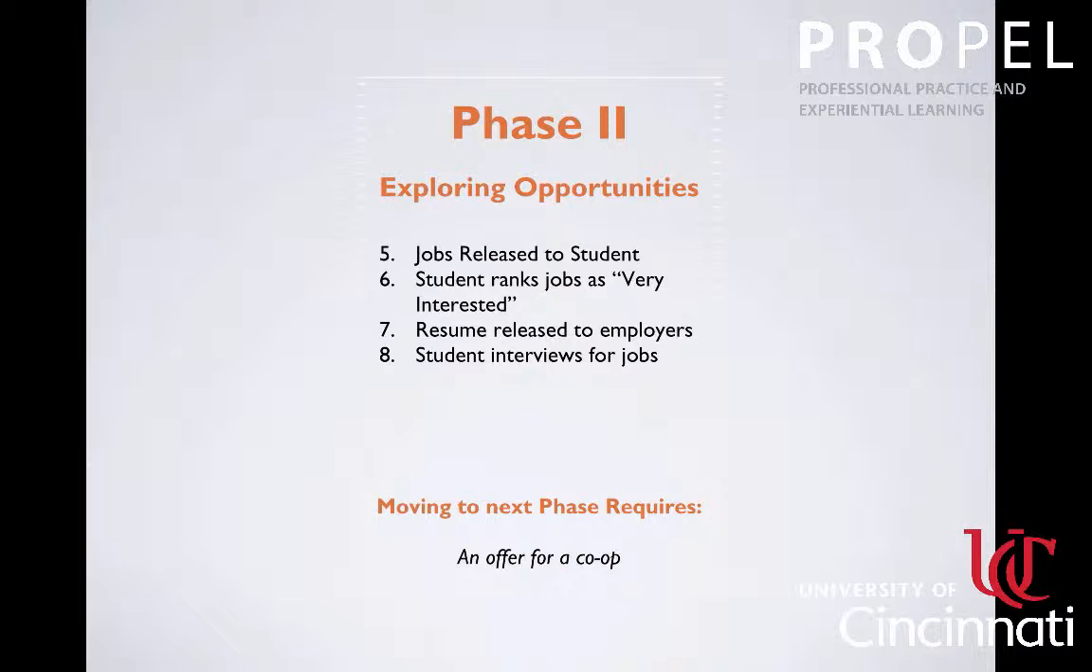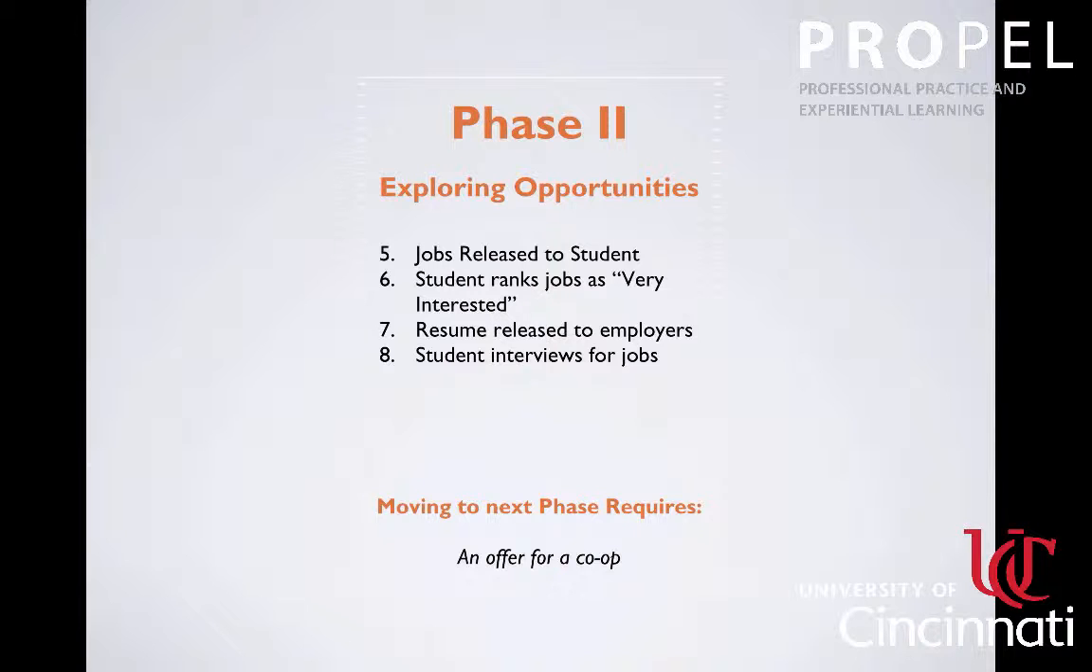If you find a job that you're very interested in, and you click very interested as a rank, that is a signal in the system to send an application to that employer when your resume is finally released by your co-op advisor. And so you're going to want to go in and rank as many jobs as you think that you're interested in as very interested, and that way those employers will see your resume.